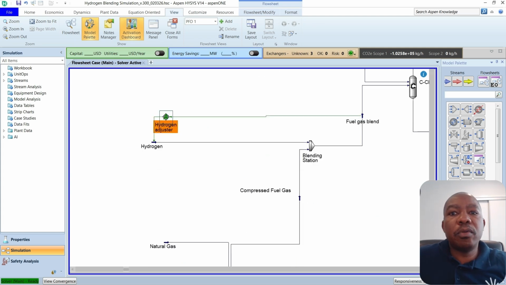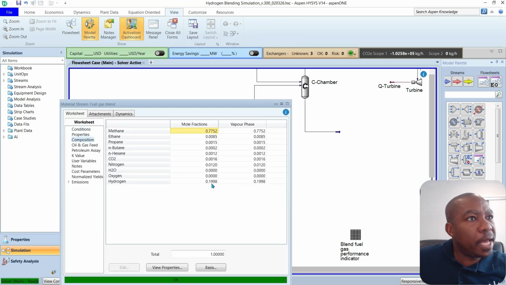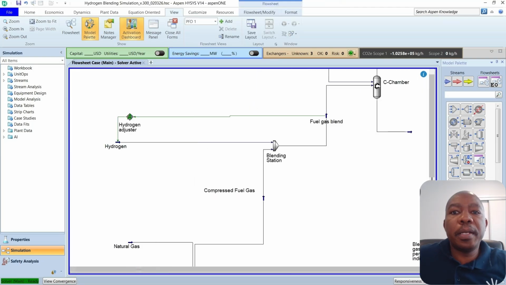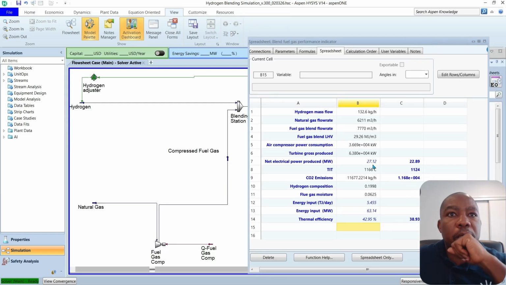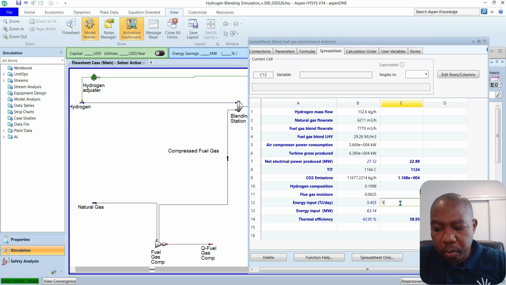So let's just have a look. This stream here, we expect it now to have 20% hydrogen. Now double click on it and then go to the compositions, and we've got 19.98% hydrogen. That's close. I can do that and then open up our dashboard. Double click on here, and we can go back and have a look. Our hydrogen composition is almost 20%, but our energy input is now 5.455 terajoules per day.